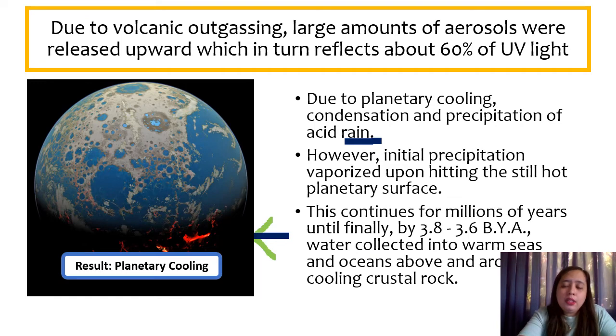This continues for millions of years until finally, by 3.8 to 3.6 billion years ago. From 4 billion years ago, when the atmosphere supposedly formed, maybe 200,000 or 400,000 years after we had a thin atmosphere, water gets collected into warm seas and oceans above our crustal plates. So, it takes that much time.